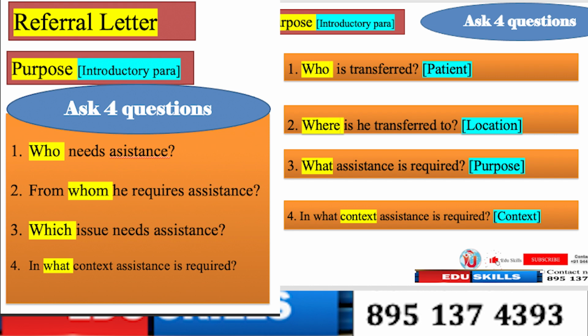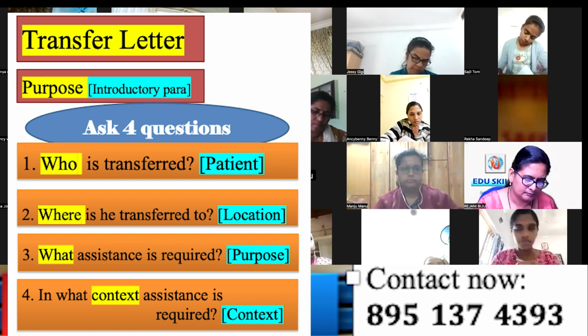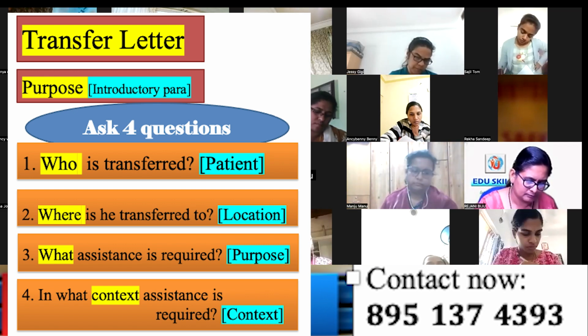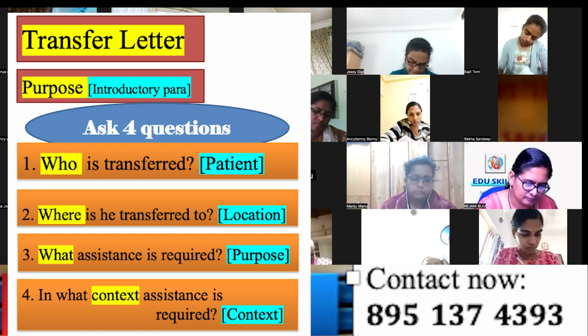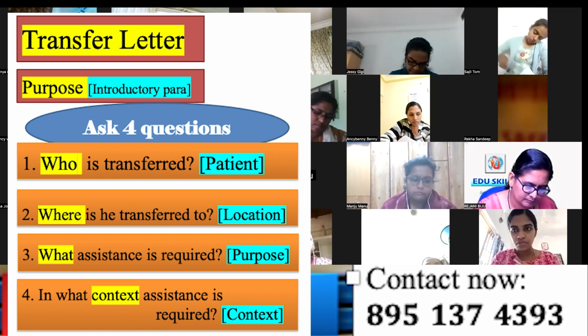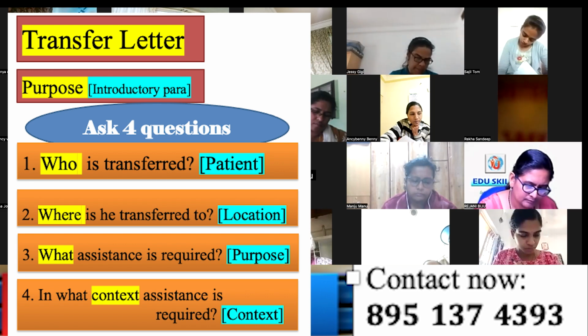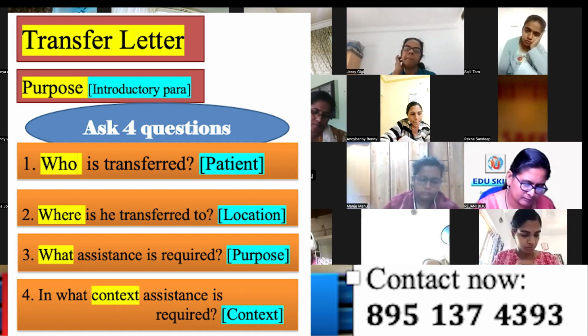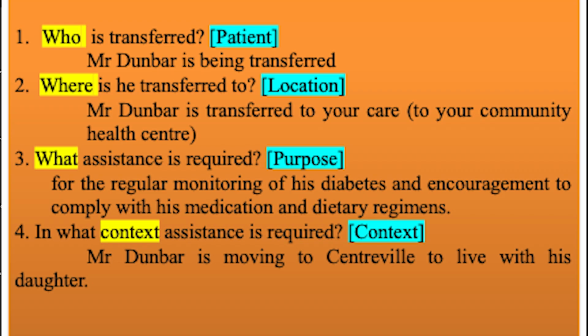Now here, who is being transferred? Where is he transferred to? Location. First one is patient name, second one location, then what assistance is required, the main purpose, then context: in what context assistance is required. Can somebody tell me regarding Peter Dunbar, what is the context? He is moving to Centerville to live with his daughter.